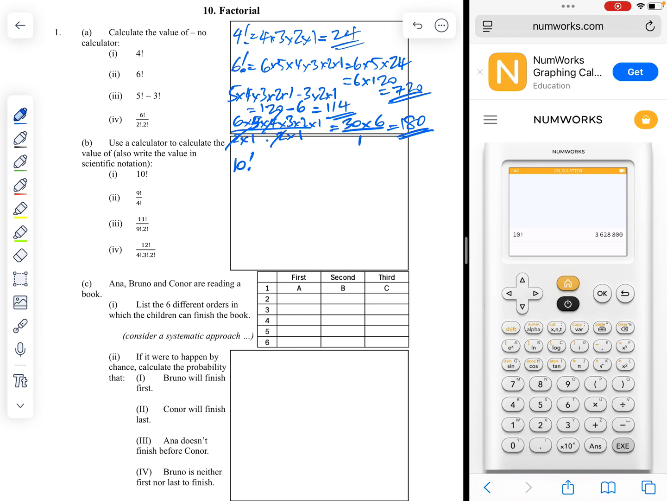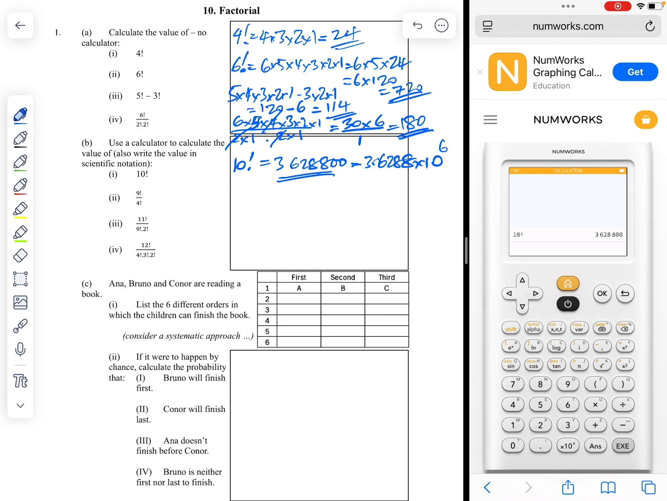10 factorial is 3,628,800. In scientific notation, 3.6288 times 10 to the power. And then if we have a look, it's 1, 2, 3, 4, 5, 6. 6 moves to get the decimal point where we want it, times 10 to the power 6.